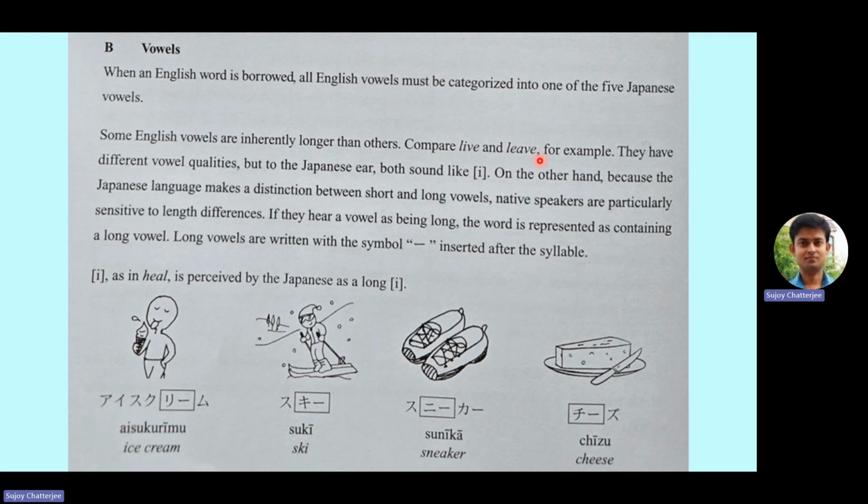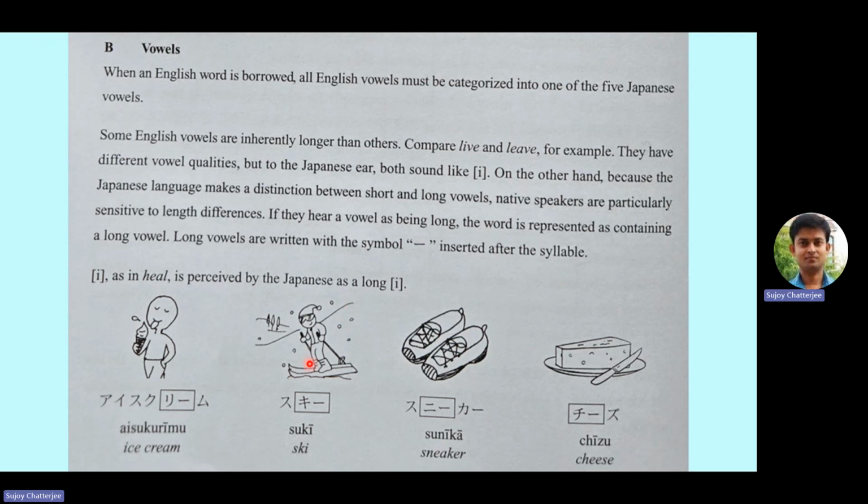That means if you have to write leave, or for example here it is heal, then we will write he, then we will write a dash like this, and then at the end we will write the ru sound. Why l becomes r, we will see in a later slide, but as of now it will become hiru. It will be pronounced like this and the writing will have a straight horizontal line, and it will be perceived by the Japanese as a long I.